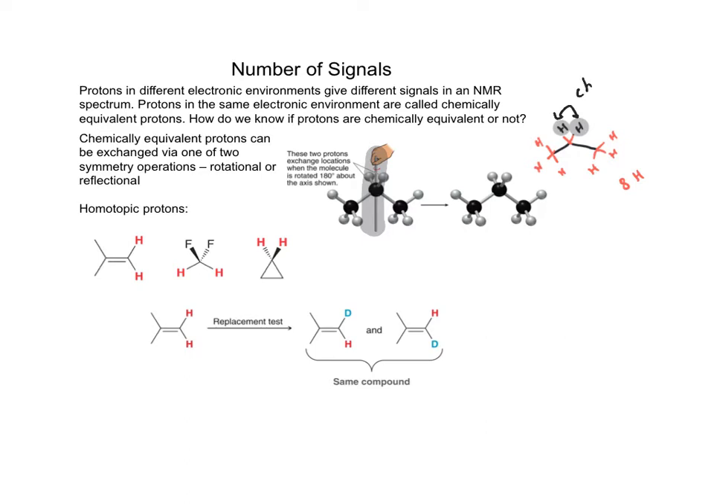So these guys are chemically equivalent. Let me write that down: equivalent. Even though there are two of them, they're only going to give rise to one signal, and that's because they possess rotational symmetry. Any proton that possesses this rotational symmetry is called a homotopic proton. So we'll call these HA and HB, and they are homotopic protons.